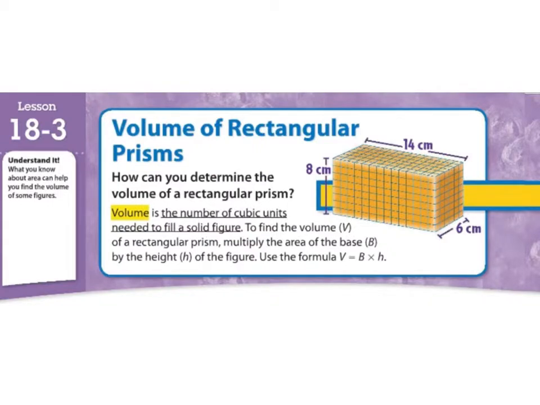Alright, our first half of volume is rectangular prisms. So how can you find or determine the volume of a shape like this? Well, first, volume is the number of cubic units. If we split it into little cubes, this is how many cubes we would have in this figure needed to fill the solid figure. To find the volume of a rectangular prism, you're going to multiply the area of the base, once you find the area of the base, times how tall it is.